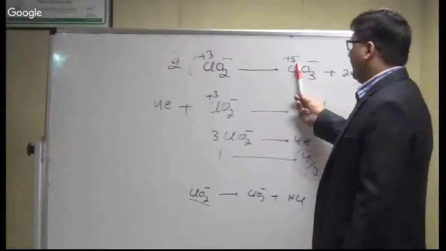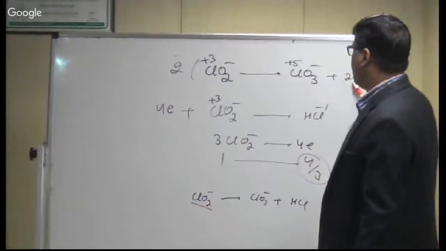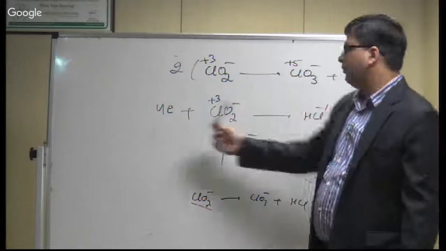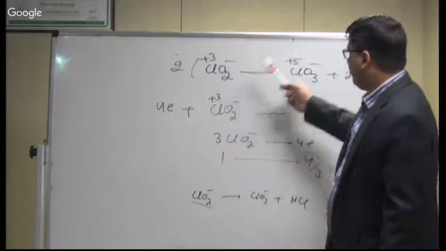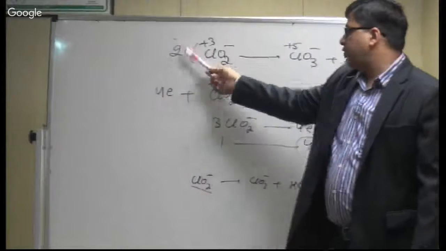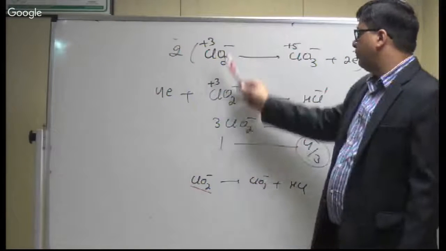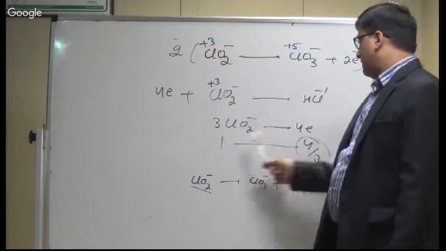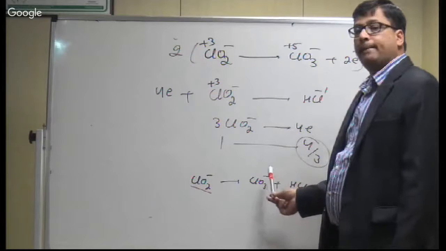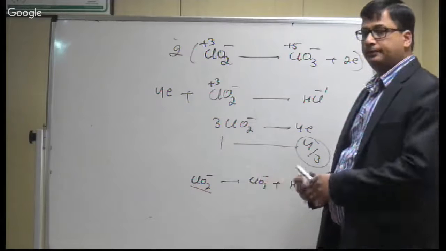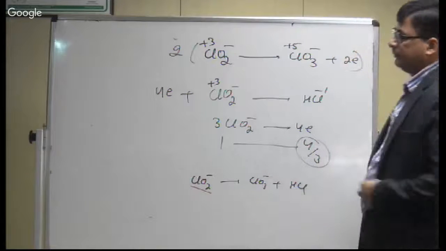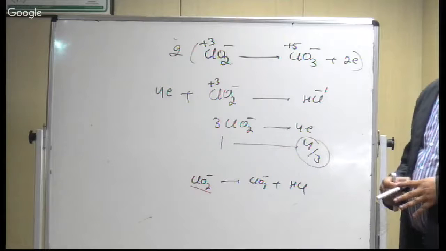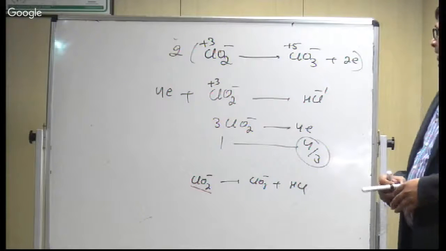See, plus 3 to plus 5, it loses 2 electron. Plus 3 to minus 1, it accepts 4 electron. So I am multiplying the above reaction by factor 2. So now in the reaction, 2 plus 1, 3 ClO2 minus transfer 4 electron. 1 will transfer 4 by 3. Clear? Clear? Any doubt in any step?